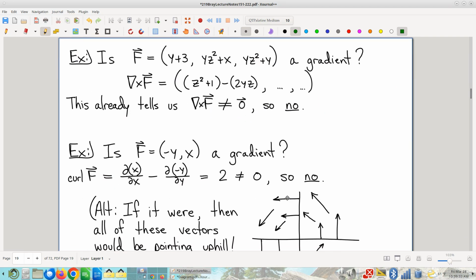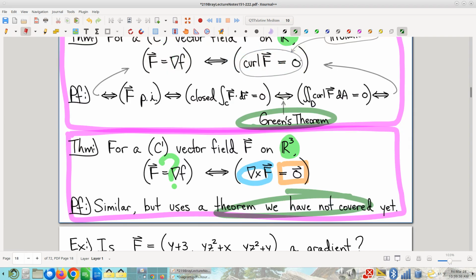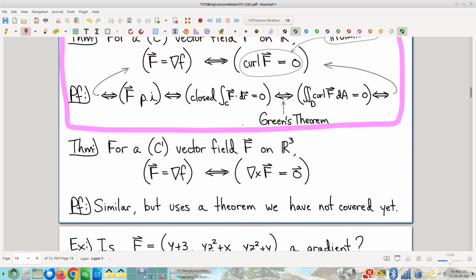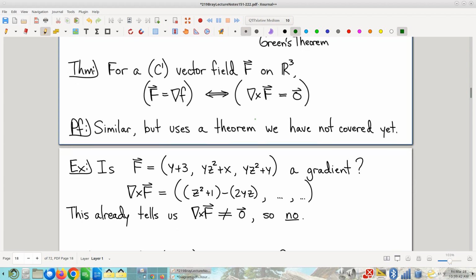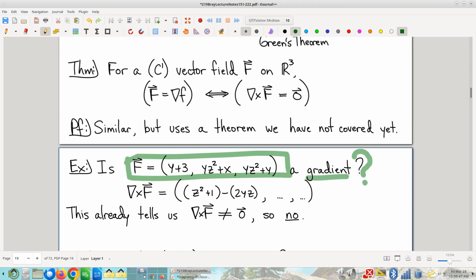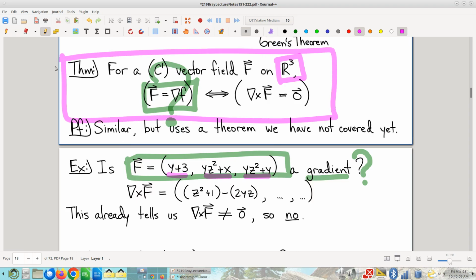Okay, so let's use these tools, and let me clean up my mess here, by the way. Get all of that. Okay, so let's ask this question. Here's a vector field. I would like to know, is that vector field a gradient? Well, this is what I want to know: I want to know if this vector field is a gradient. By the way, notice we're in 3 dimensions because the vector field has 3 coordinates. That's why I know we're in 3 dimensions. That's why we're using the 3-dimensional theorem.